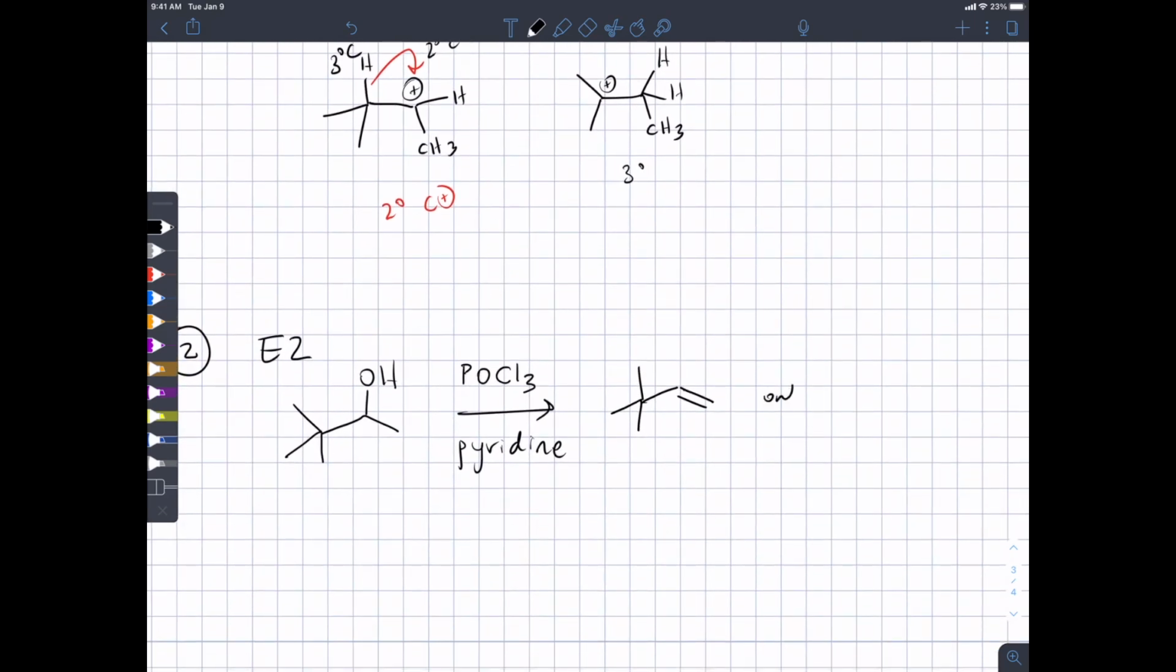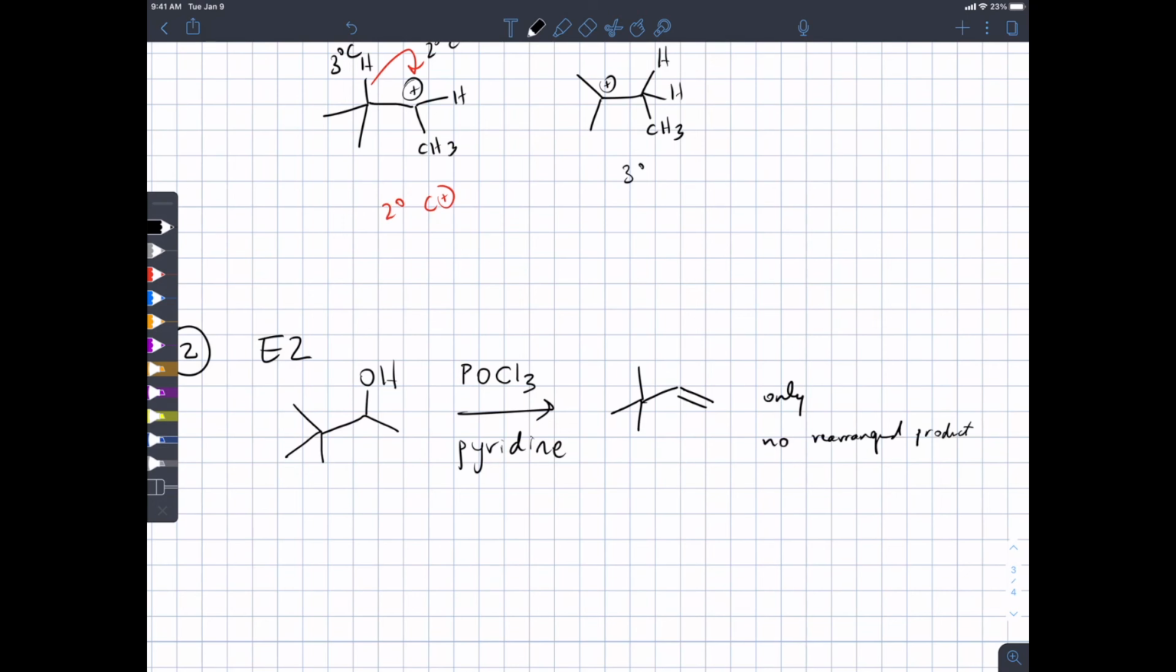You get this only and no rearranged products because you don't go through a carbocation. The mechanism for that's in the text, and we can discuss it next time. You can look it up. It's very similar to what we have done previously.